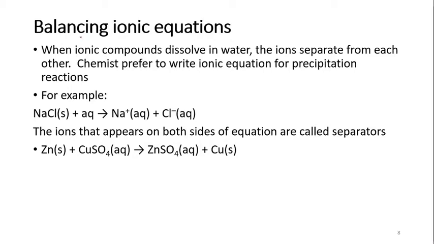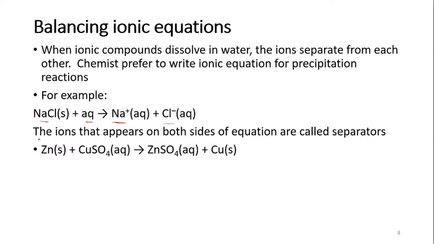Now moving to balancing ionic equations. Ionic compounds dissolved in water usually dissociate or separate into ions. Chemists prefer to write ionic equations for precipitation reactions. If I look here, I have sodium chloride, NaCl, and aqueous here means it reacts with water and dissociates in water. It usually gives sodium ions and chloride ions. Now let's look at an example.